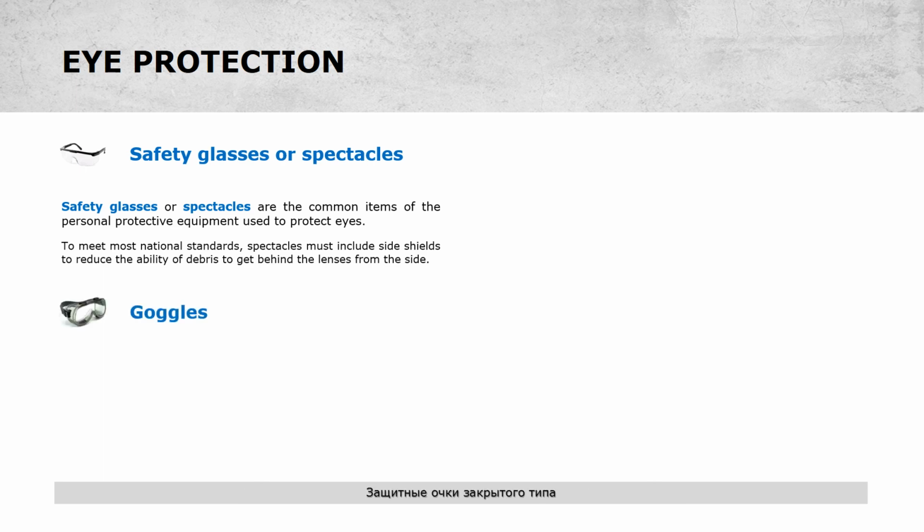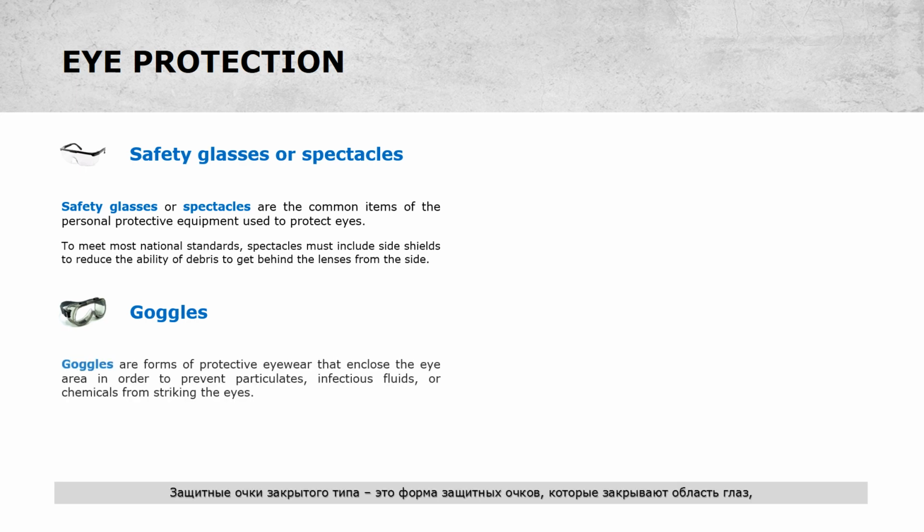Goggles. Goggles are forms of protective eyewear that enclose the eye area in order to prevent particulates, infectious fluids, or chemicals from striking the eyes.